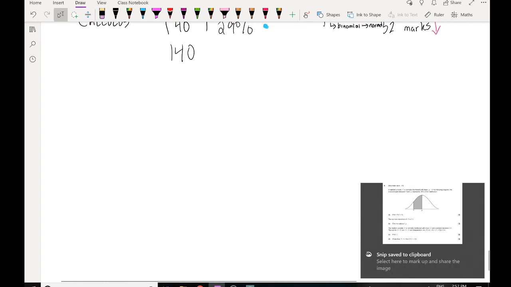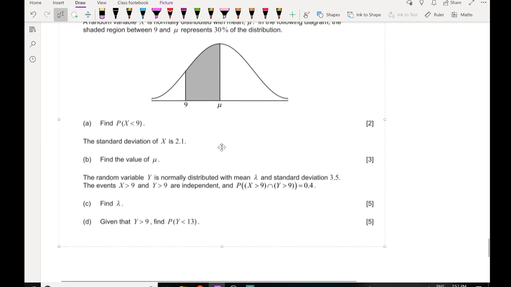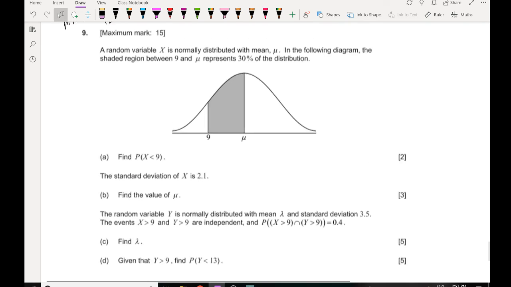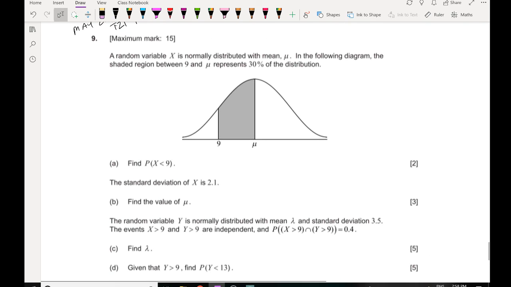So this question just looks really daunting. This is question number 9 from May 2017. And this is time zone 1, paper 2. So this would have been the exam paper that our students wrote. Random variable x is normally distributed with a mean of mu. In the following diagram, the shaded region between 9 and mu represents 30% of the distribution. So 30%.